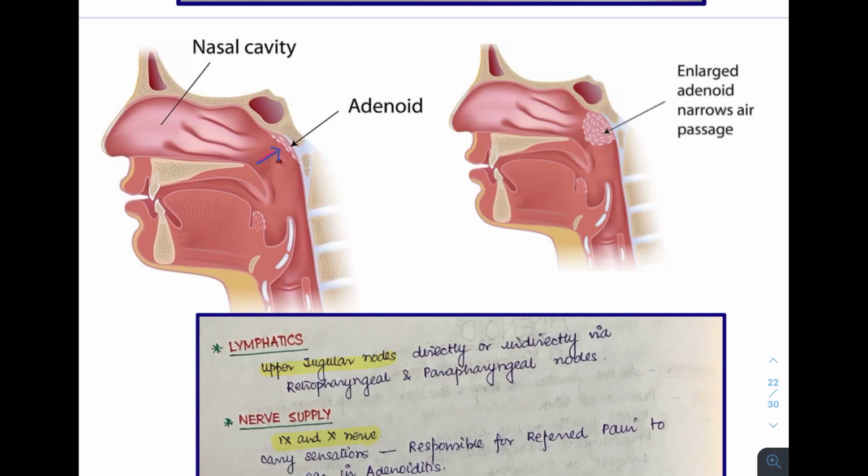Over here, you can see the size is not too big. But in some children, it undergoes a lot of hypertrophy, leading to such a huge structure. Because of this enlargement, as you know, the eustachian tube opening lies very close to the lateral wall of the nasopharynx. Therefore, it blocks the eustachian tube, leading to chronic otitis media.